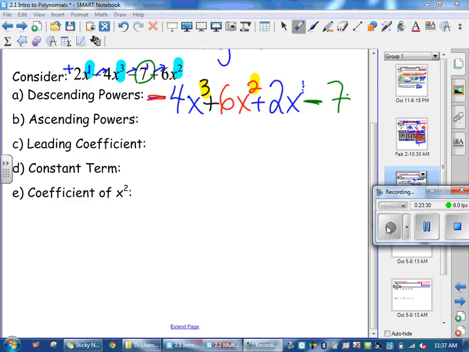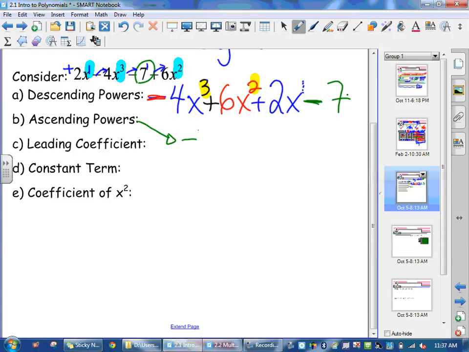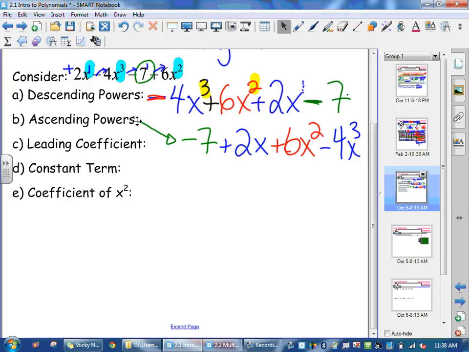Okay, let's check your answer. You're going to have the negative 7 first. Then you're going to put your plus 2x. Then you're going to put your plus 6x squared. And last, you're going to put your minus 4x cubed. Check your work.